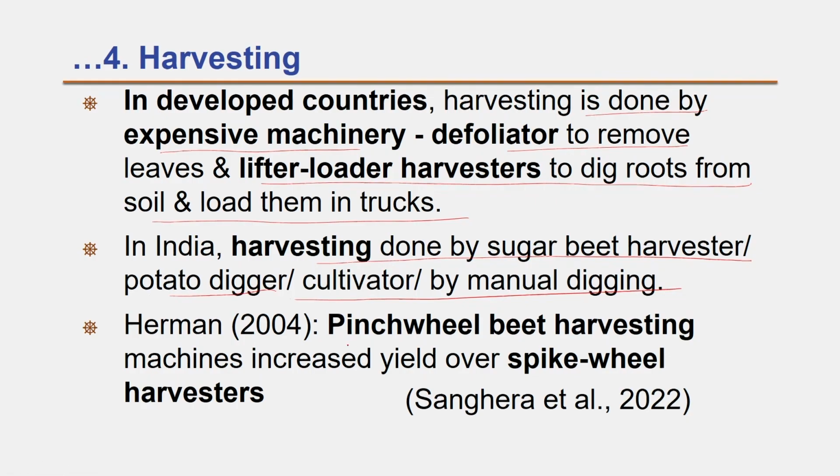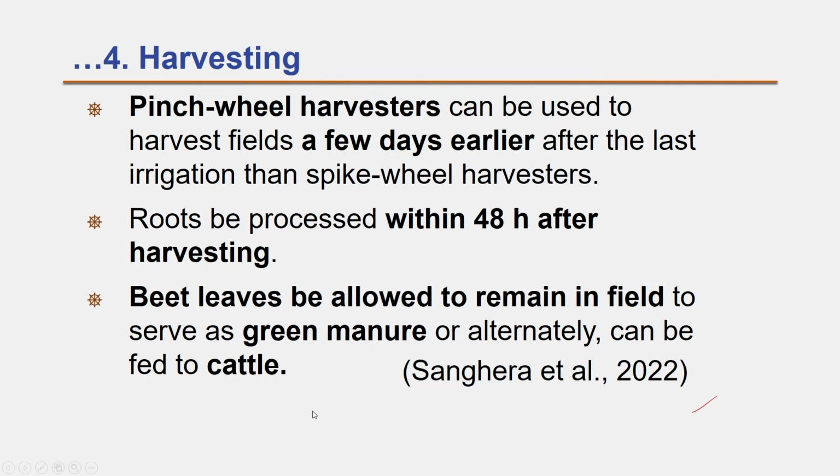Herman reported that pinch wheel beet harvesting machines increased yield over the spike wheel harvester. A pinch wheel harvester can be used to harvest fields a few days earlier after the last irrigation than a spike wheel harvester. Roots should be processed within 48 hours after harvesting.